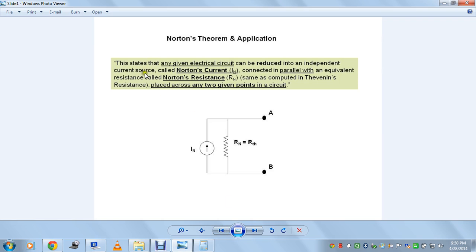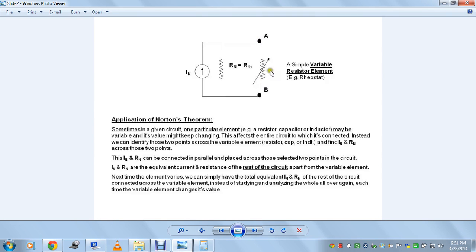So this is what the theorem states. It states that any given electrical circuit can be reduced into an independent current source, called the Norton's current, connected in parallel with an equivalent resistance called the Norton's resistance, same as computed for the Thevenin's resistance, placed across any two given points of the circuit. Those two points can be any two points in the circuit, which are mostly the points across the variable element. That's what I have stated in the application.